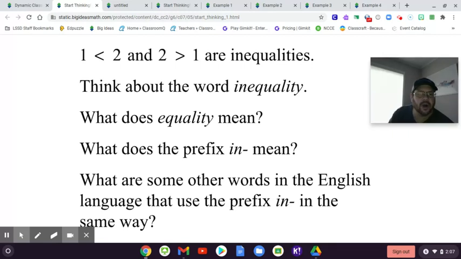Well, ahoy there, mateys. Today we're going to talk about inequalities. You might be wondering, what are inequalities? So let's think about the word inequality, shall we? What does equality mean, like in an equation? If you said it means an equal sign, you're right. And then the prefix in, what does that mean? It means not. So inequality means not equal.